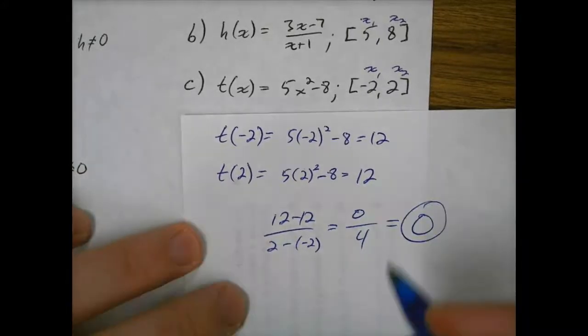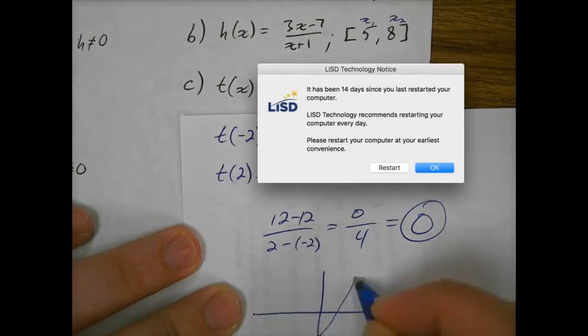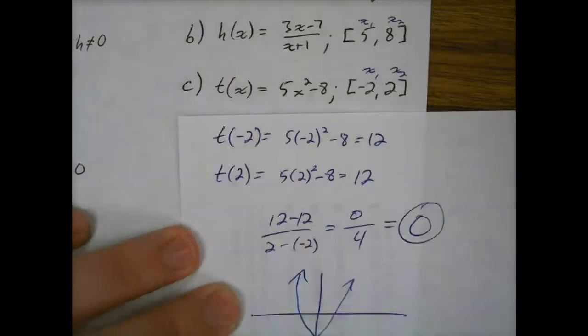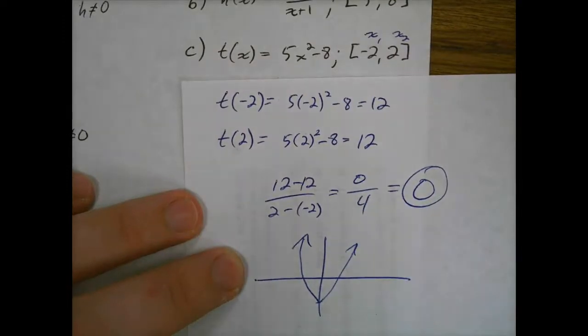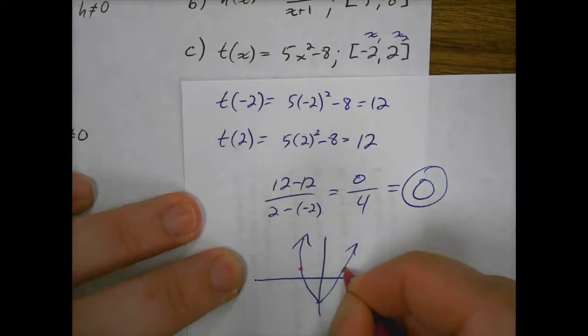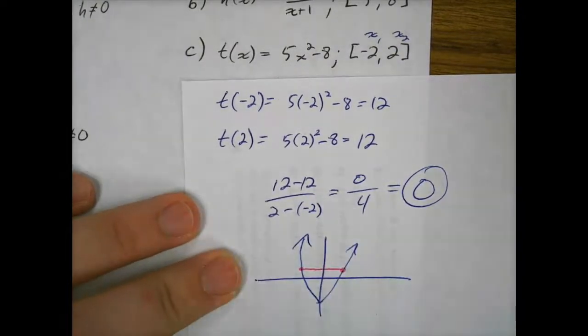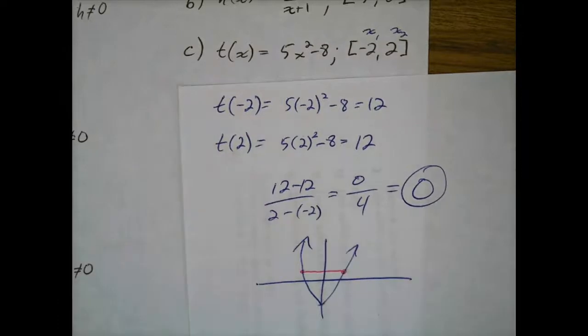And if you think about the graph, 5x squared minus 8, that's just a parabola moved down 8, going up and up like that. All right, so we're going negative 2 to negative, or sorry, 2 to negative 2. I think we're up here somewhere. But essentially, we're going 2 to negative 2. Well, we have y-axis symmetry, so essentially the slope is 0 because it's not going up or down at all. They're both the same distance away from our y-axis.